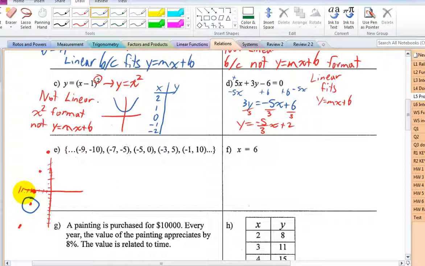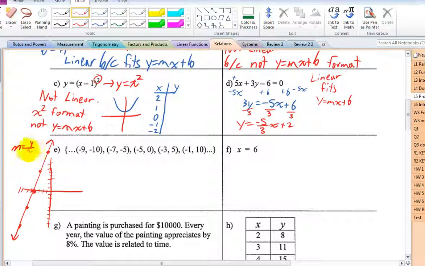It's off, but does that mean it's not linear, or does that mean I made a mistake plotting that point? Yeah, so if you get one point that's off, go back and say, hey, you know what? I screwed up, and I went to -8 instead of -9. And now you can see it's a straight line. Now what we also want to do is find our slope.